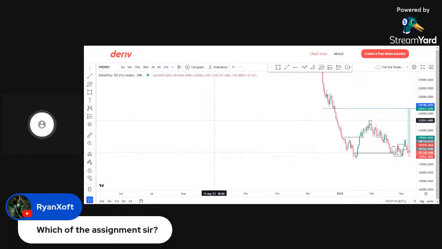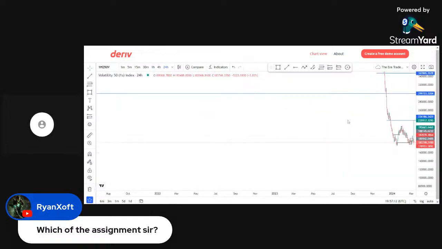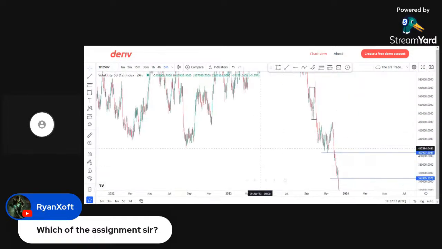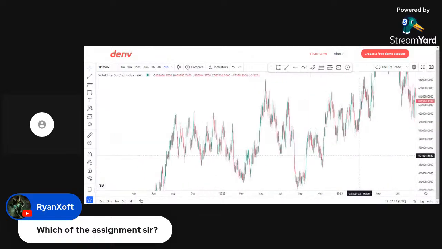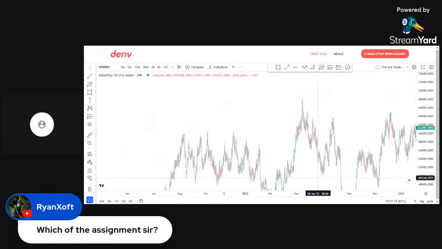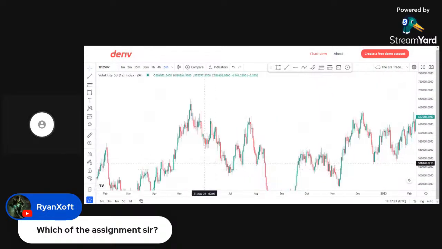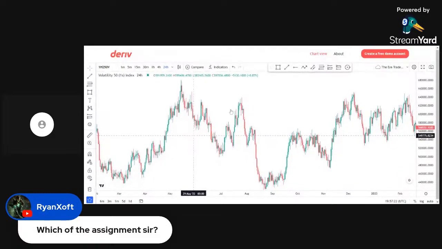So let me show you more examples. Let me show you guys more examples of breaker block and mitigation block. You can see this. This is a clear one.